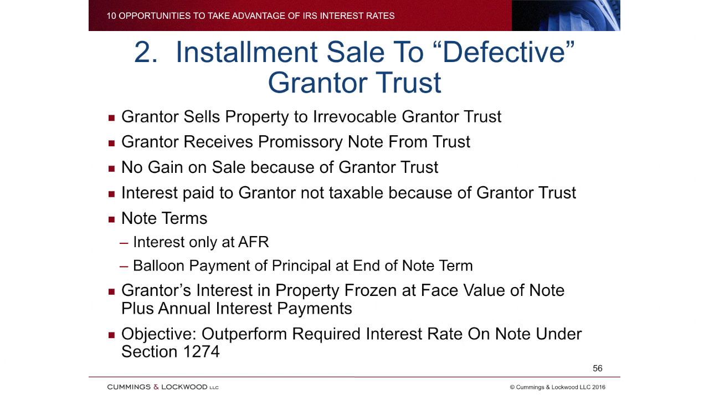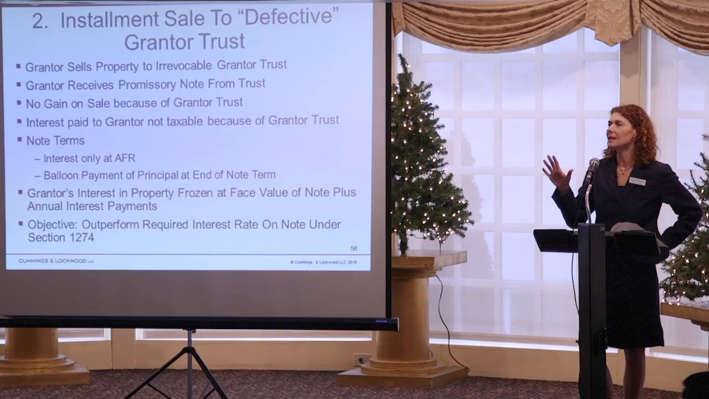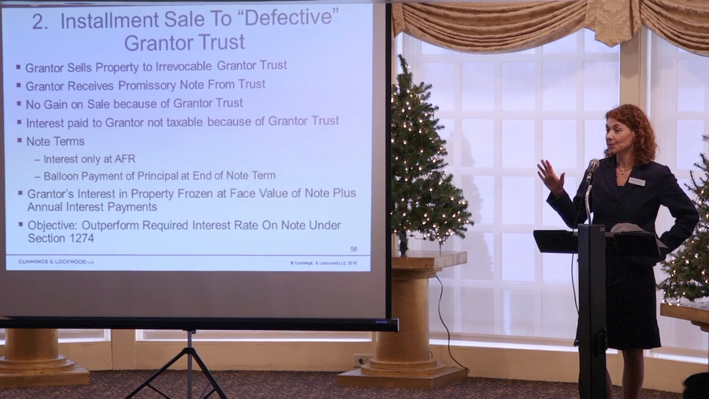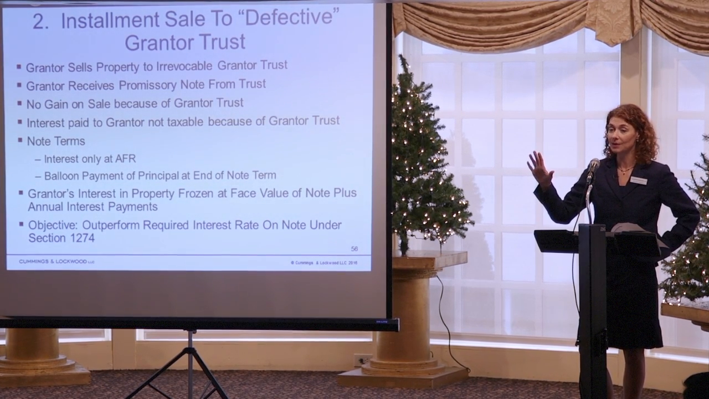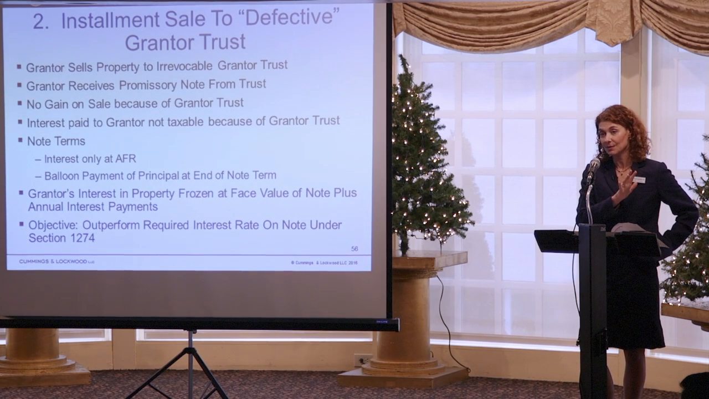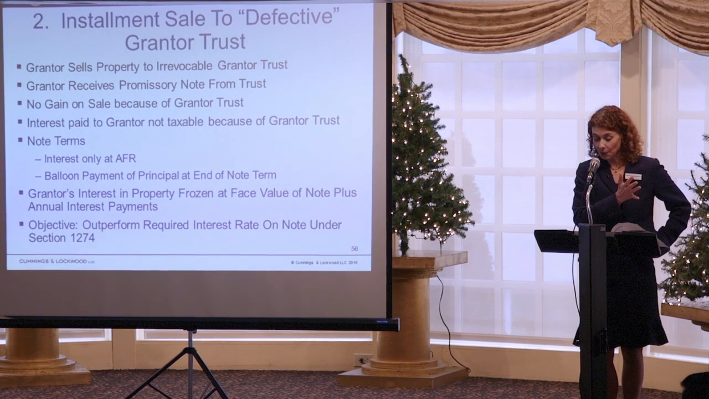This is a variation on what I just described. Either a loan or a sale occurs between the client and a grantor trust. Now, nothing is defective about this transaction. What it means is that the trust has been specifically drafted and crafted to be a grantor trust for income tax purposes, which means that it's ignored for all income tax purposes. And anything that happens in that grantor trust is reported by the grantor/client on his or her tax return.